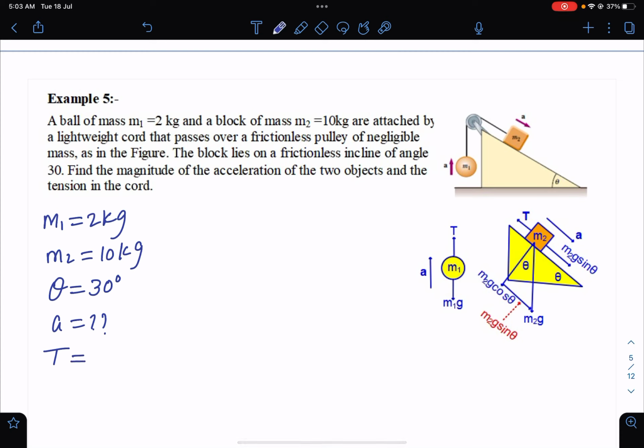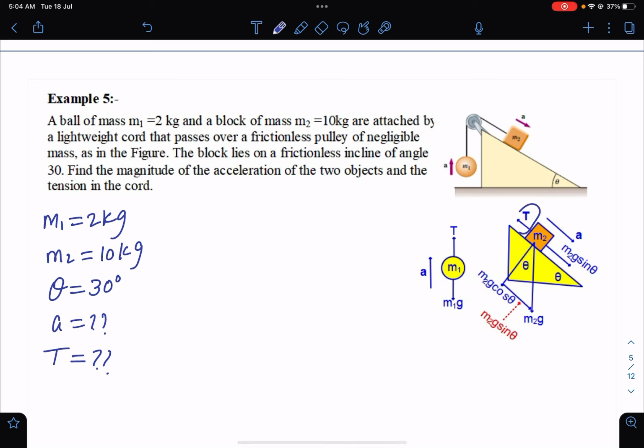So we have to find two things, acceleration and the tension in the cord. Well, here is the free body diagram. This is the driving force, M2 g sine theta, which is related to this one. And this is M2 g, which comes down straight forward, which is perpendicular to this horizontal line. And this is the adjacent force to the angle, M2 g cosine theta.